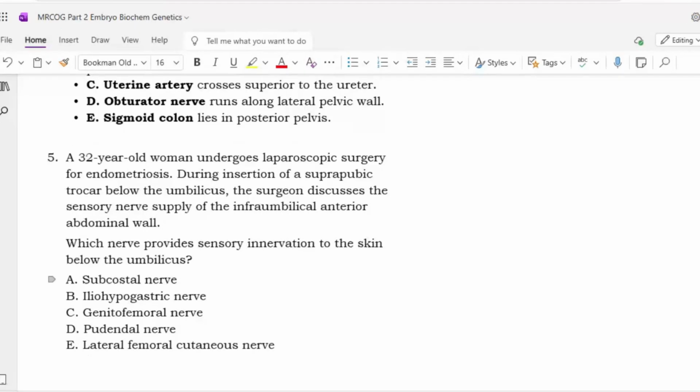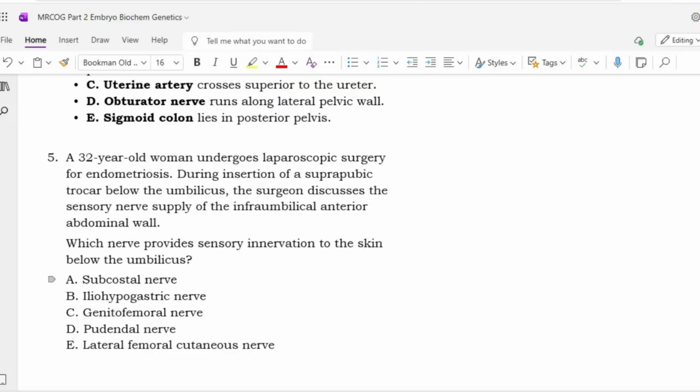A 32-year-old woman undergoes laparoscopic surgery for endometriosis. During insertion of a suprapubic trocar below the umbilicus, the surgeon discusses the sensory nerve supply of the infraumbilical anterior abdominal wall. Which nerve provides sensory innervation to the skin below the umbilicus? Subcostal nerve, iliohypogastric nerve, genitofemoral nerve, pudendal nerve, lateral femoral cutaneous nerve.